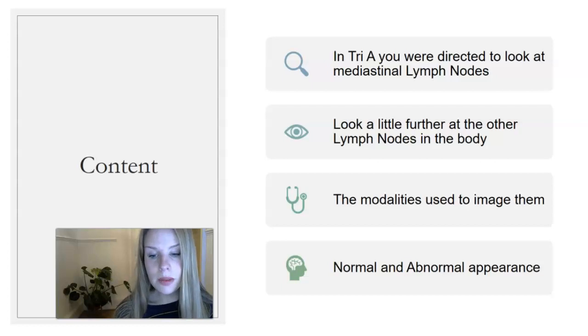Essentially, we're going to mainly be looking at abnormal images because your lymph nodes are quite unremarkable if they are normal. There are some characteristics that are associated with normal lymph nodes, but mainly you would be imaging the lymph nodes because there is something abnormal going on. So the emphasis will be on abnormalities.